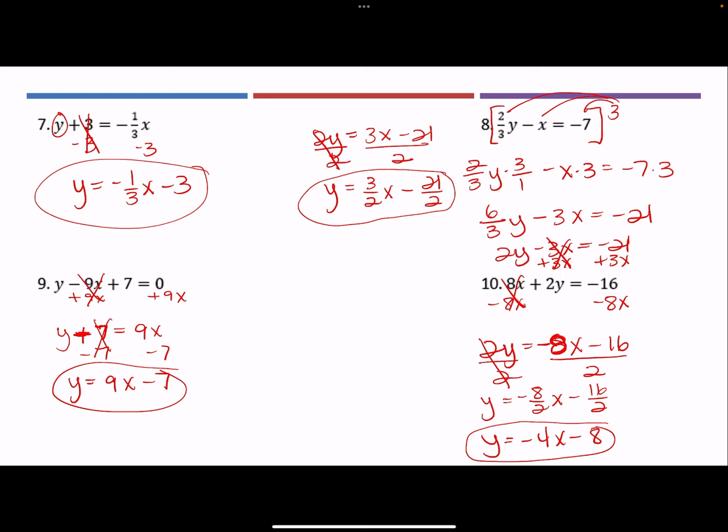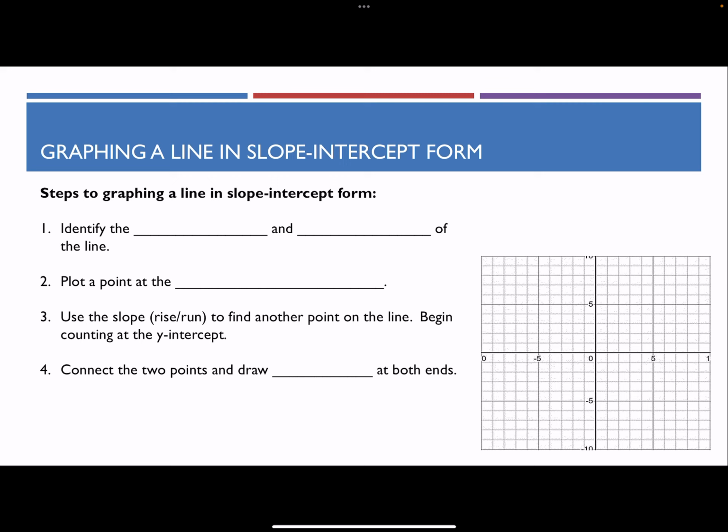All right, so hopefully by now you're pretty good at converting equations to slope-intercept form. Now, here's what we've been waiting for. We're going to graph. So here's your steps. They're fill in the blank. Please fill these in. And as you fill these in, I'm going to model graphing an equation for you.